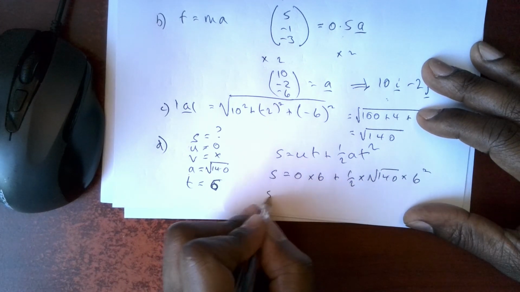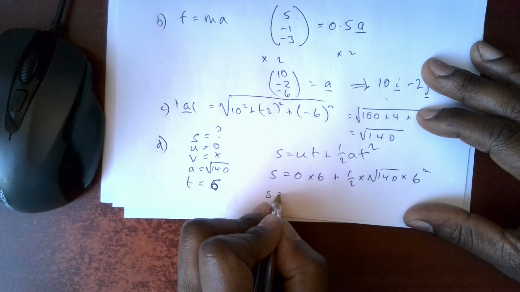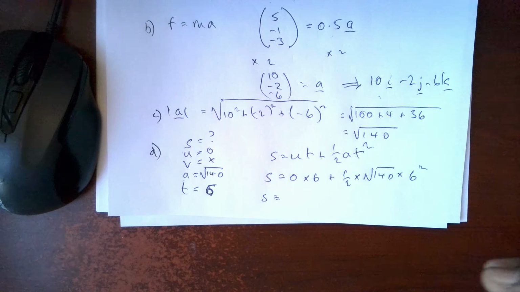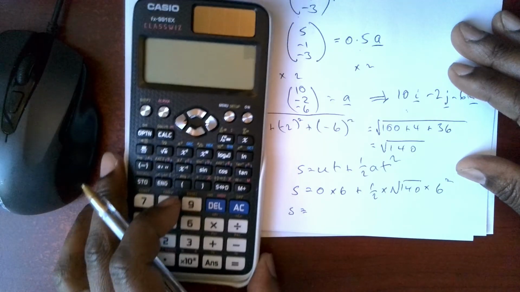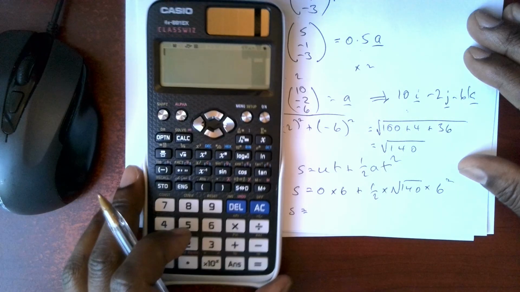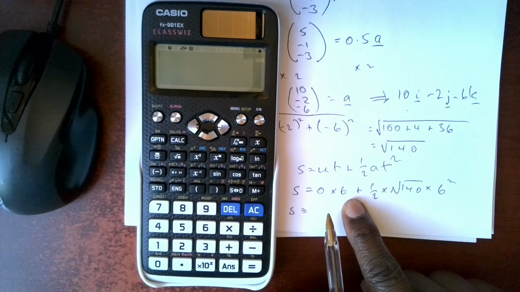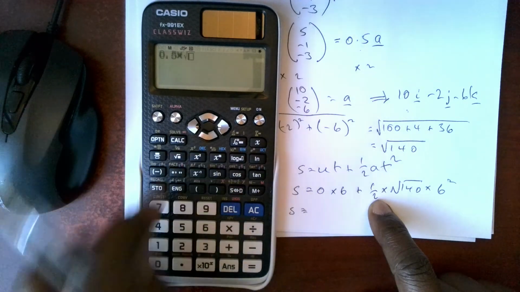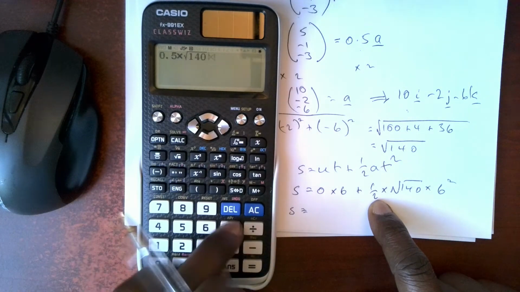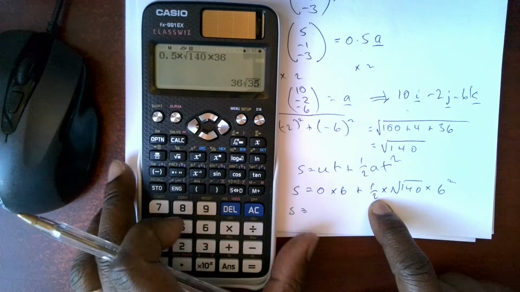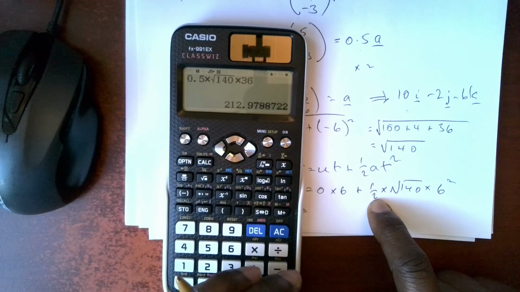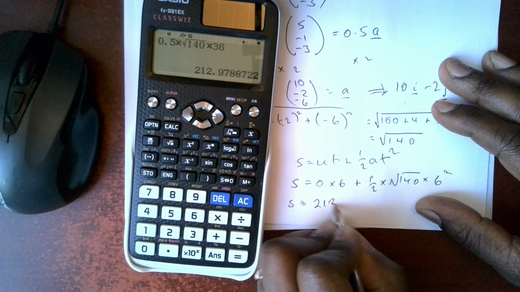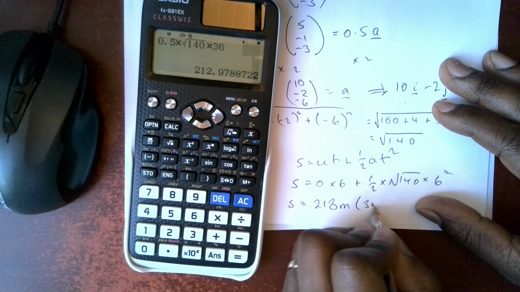And we'll get s equals, let's work it out, because it's 36 root 35. Seems a bit strange. Maybe that's right. Okay, so that's 0. And then I've got 0.5 times square root 140 times 36. Oh yeah, it is 36 root 35. To 3 significant figures, 213 meters to 3 significant figures.